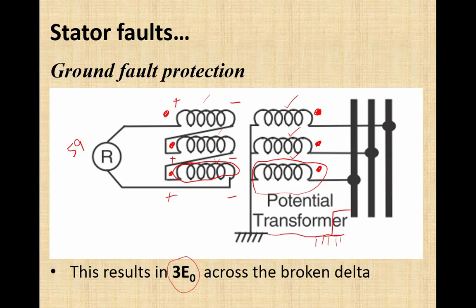So I hope you have got this question. Remember, the pickup setting of this relay should be set at twice the normal voltage that we may get across this overvoltage relay. That will be due to third harmonic.